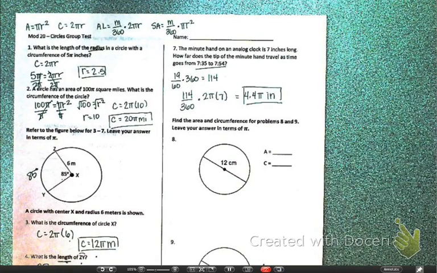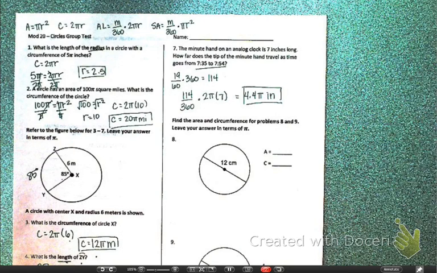4.4 pi inches. A lot of you, and it wasn't necessarily this problem, forgot your pi in a lot of the problems. Okay, so because we're not multiplying it through, you need to make sure that you still attach it. Questions on that one? Okay, so let's look at circumference and area for number 8.